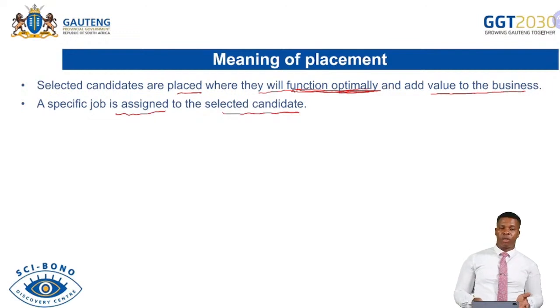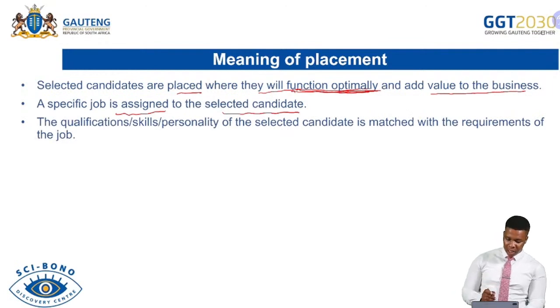With chefs as well in a restaurant, during the induction they will be taught, this is how we want you to cook, this is what we want you to do. But when we are saying placement, we are saying this is your stove, this is what we want you to prepare for us. Then the qualifications, skills, or personalities of the selected candidate are matched with the requirements of the job.